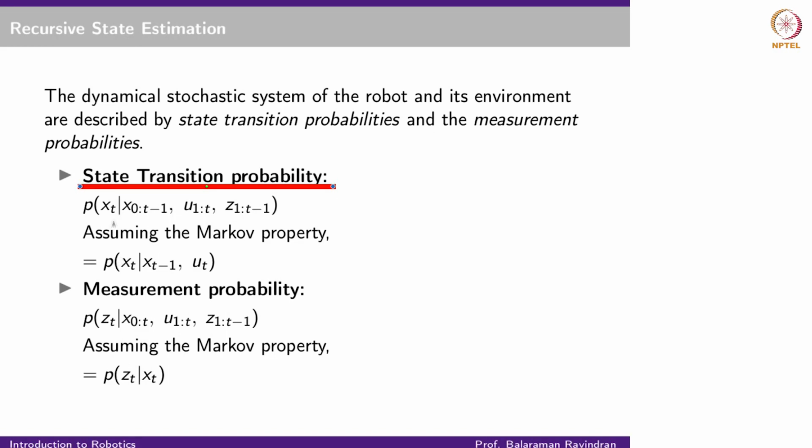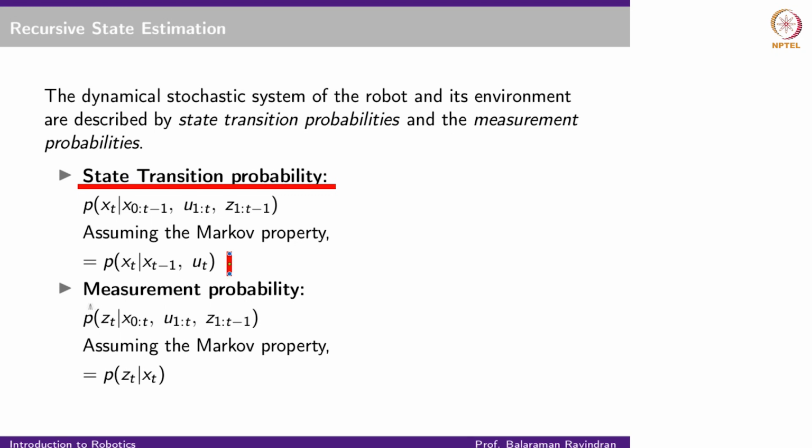For example, the probability that I land up in front of an open door, given that I have been in the past sequence of states given by x0 to xt minus 1, and that I have taken the actions given by u1 to ut, and I have made observations z1 to t minus 1. And then we assume that the Markov property holds, and therefore we can write this as p of xt given xt minus 1 and ut.